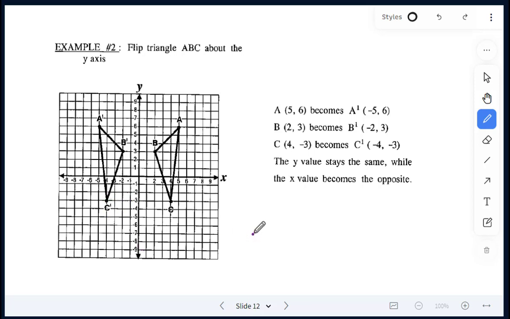So there's C prime. All right, so what you'll notice here when we flip about the y-axis is that the y value stayed the same, the x value became the opposite. All right, so look at our y values, 6, 6, 3, 3, -3, -3, but our x values became opposite. So 5 became -5, 2 became -2, 4 became -4. All right, so there is our reflected triangle, triangle A prime, B prime, C prime.